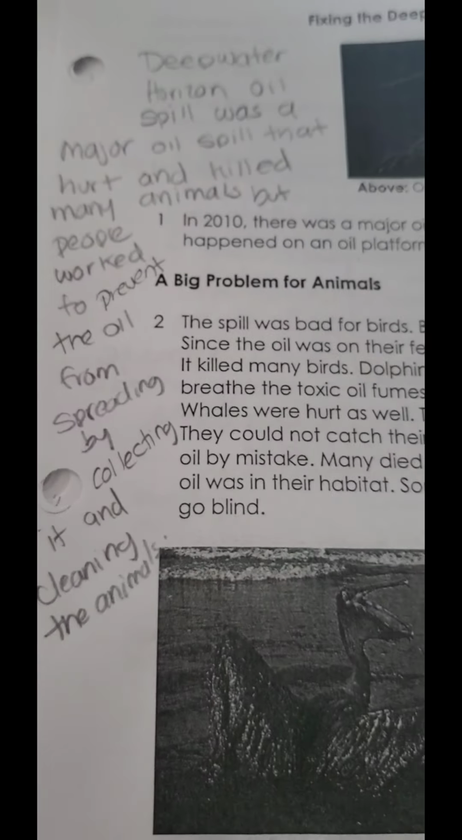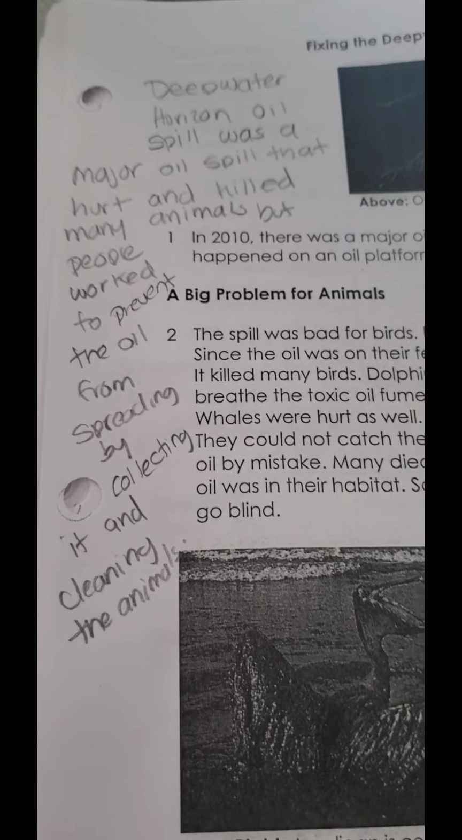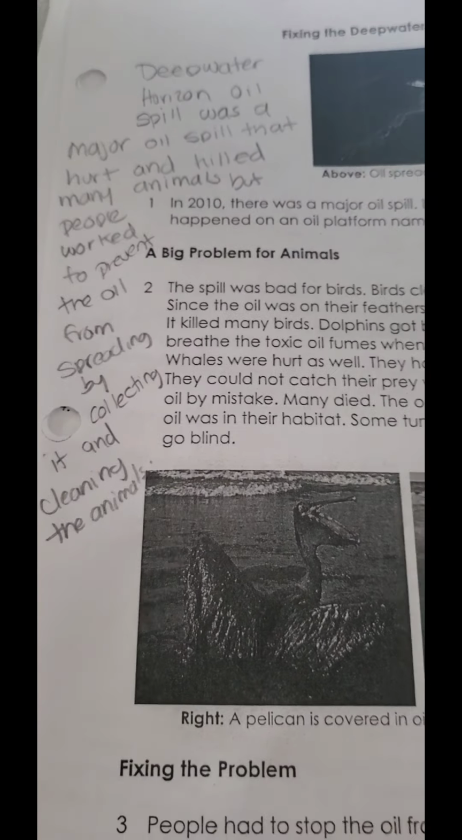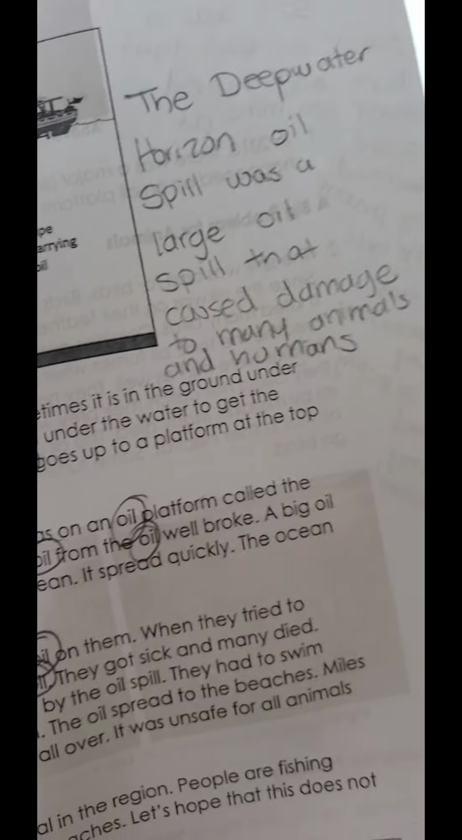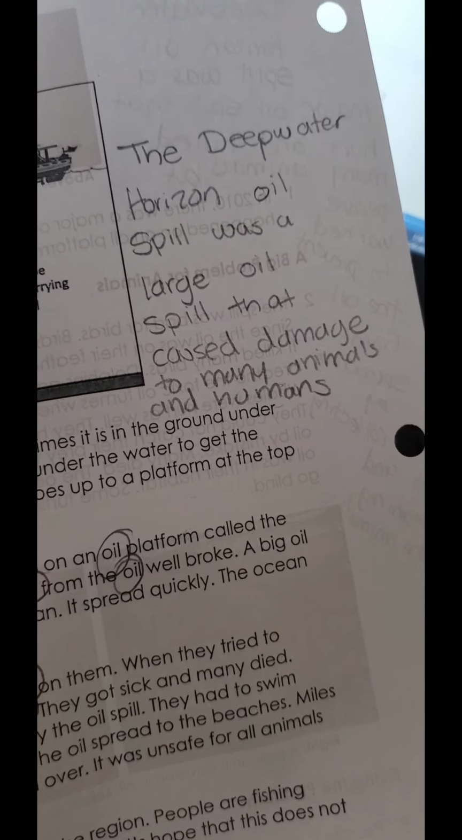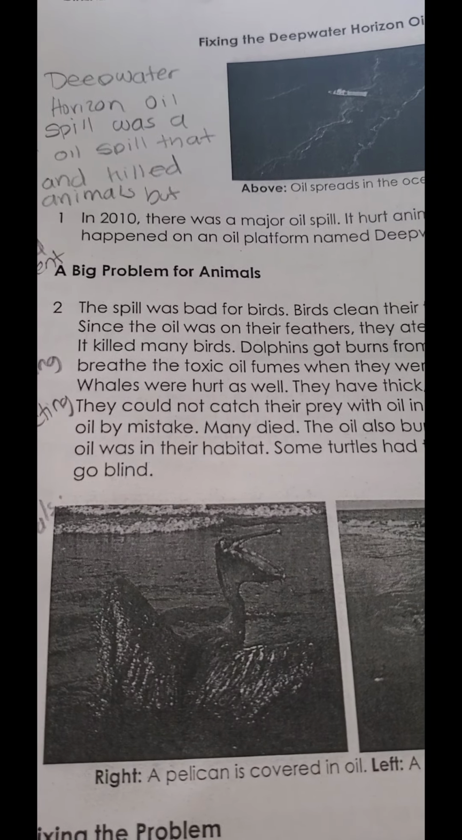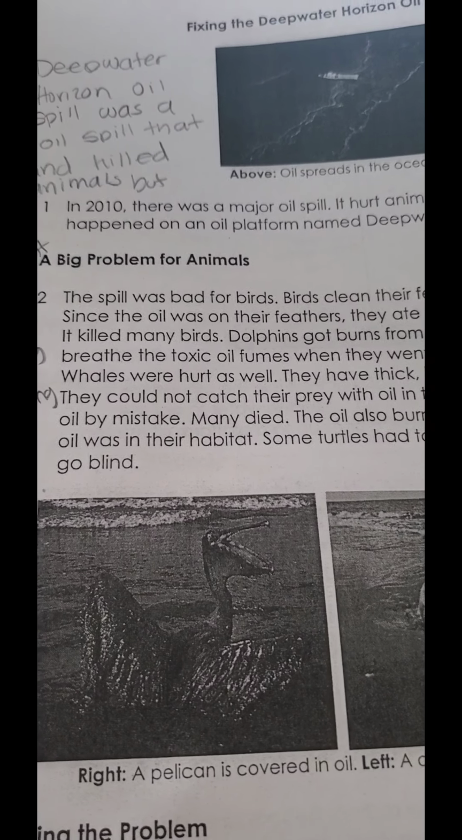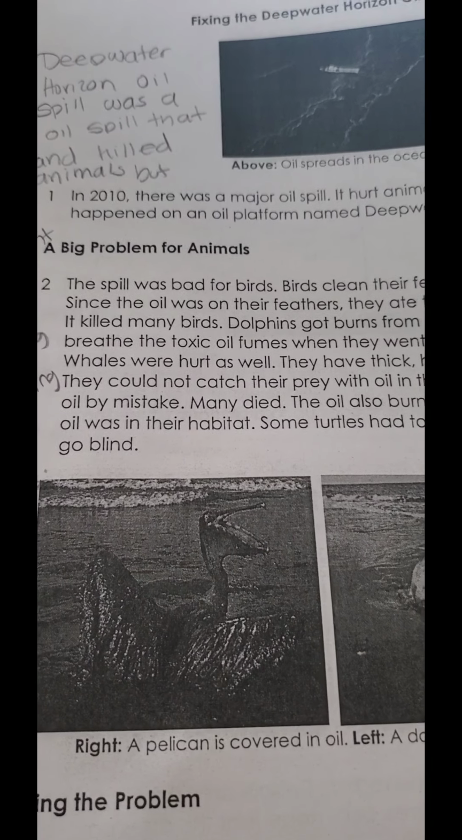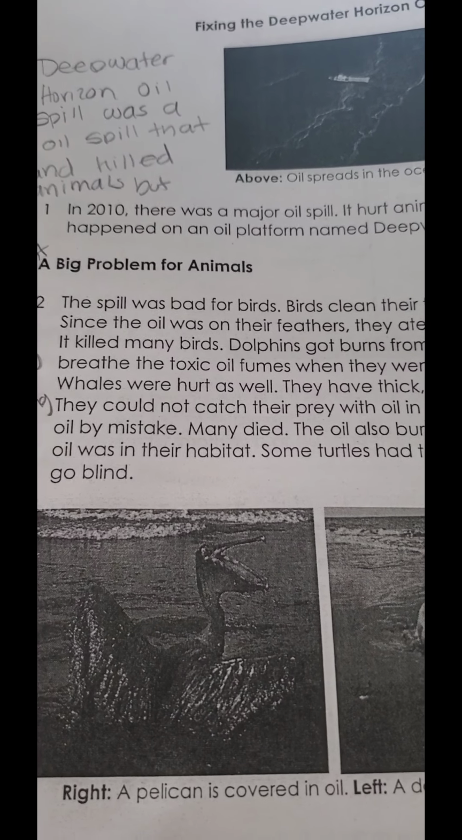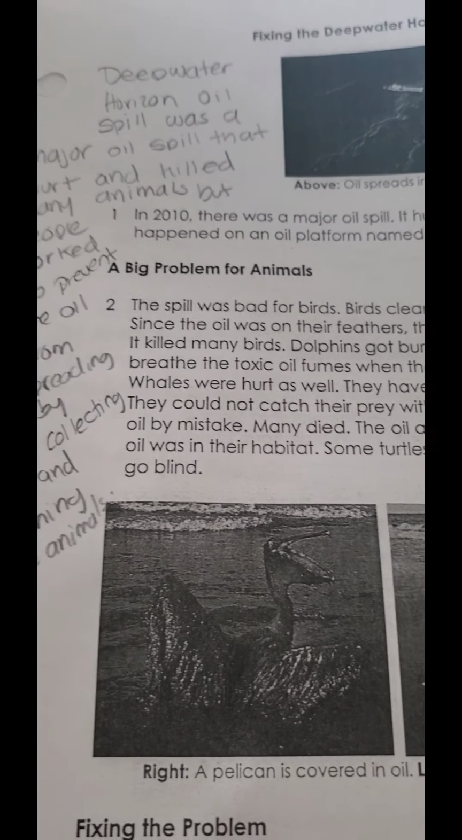Okay, so take a moment to pause and write that down, and then hit play once you're ready to move on. All right, so now that we're done writing it down, if you noticed, our main ideas are somewhat similar. Both of them talk about how the Horizon oil spill was a large oil spill that caused a lot of damage to humans and animals. However, the second passage adds a little bit more, in that it also talks about how people helped fix the problem by collecting the oil and cleaning the animals.